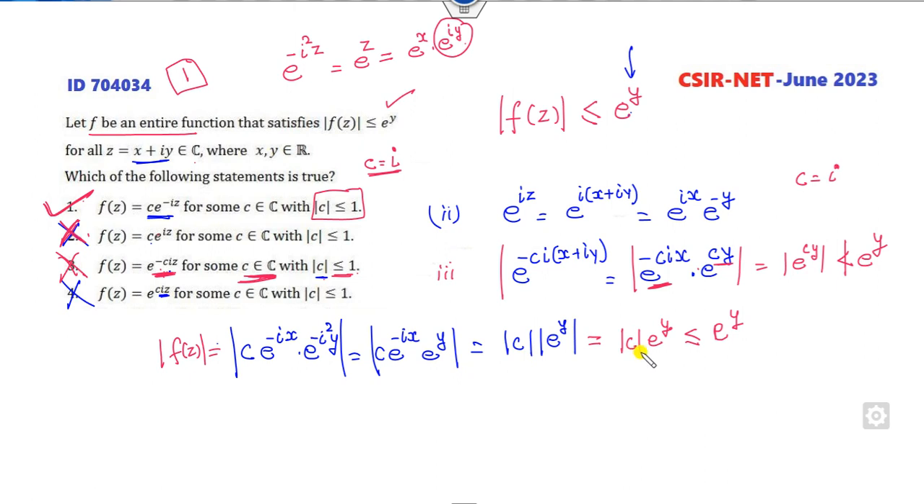Otherwise you can solve it like this. Otherwise you can simply take the options and get the right answer in a fraction of a second.